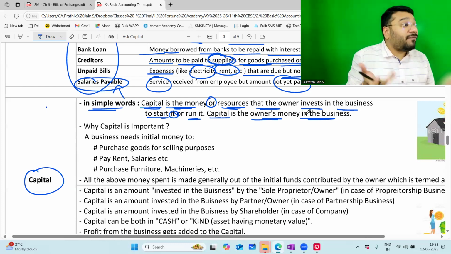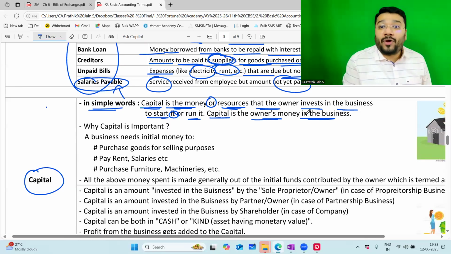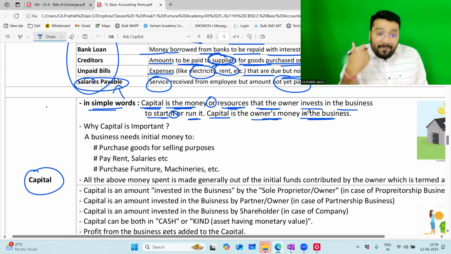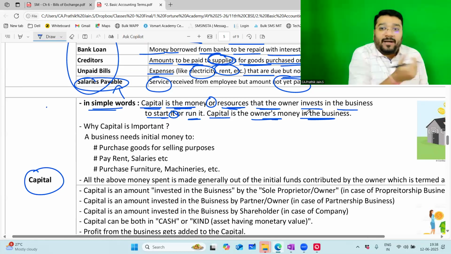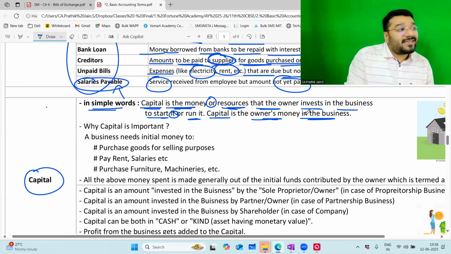Accounting, we are doing accounting. From whose point of view? From SPJ's point of view or the business point of view? Business point of view. For SPJ, I'm investing money in my business. So for me, this money, what I gave, 10 lakh rupees, is my investment. But from the business point of view, this is capital.